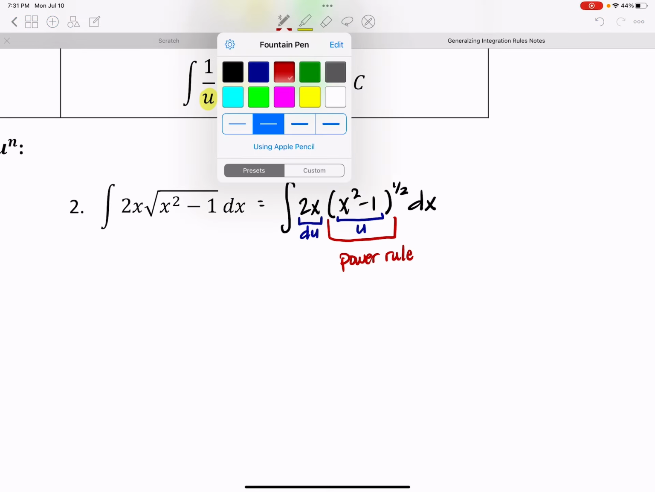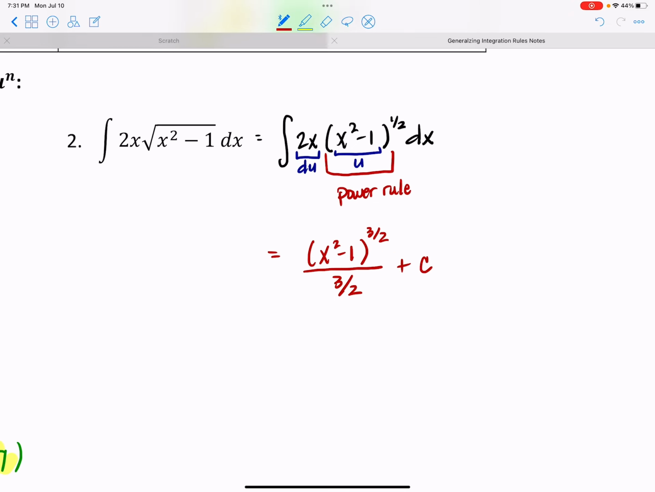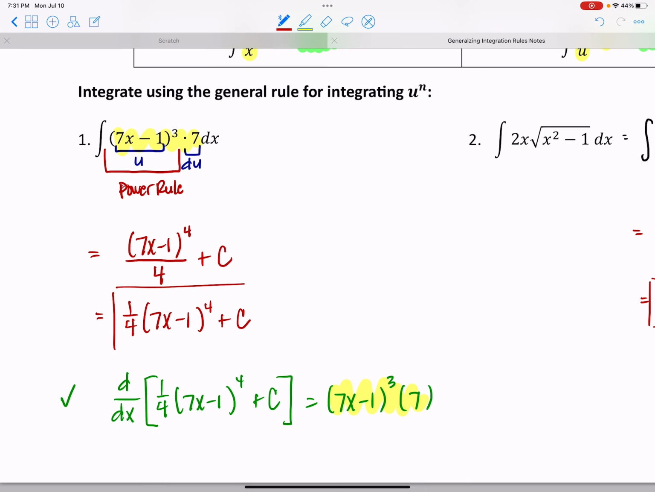So this becomes x squared minus 1 to the, add 1 to the exponent, so 1/2 plus 1, 1/2 plus 2 over 2 becomes 3 over 2. And then divide by that new exponent, 3 over 2, and then add on the constant of integration, and then we're good. Now it's not really proper to leave a fraction in a fraction, but dividing by 3/2 is the same as multiplying by 2/3. So I'm going to rewrite this as 2/3 times x squared minus 1 to the 3/2 power plus c, and we're done. That is the antiderivative of the function we started with. Let me just box this one in now since I didn't do that before.